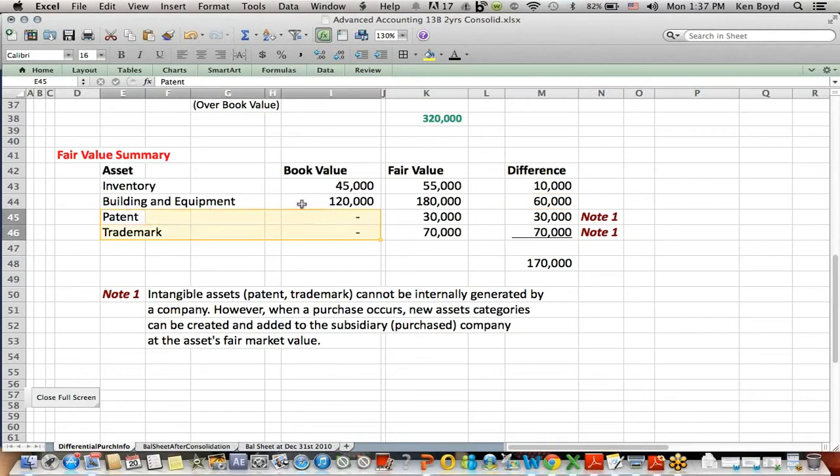Now you'll note that the patent and the trademark had no original book value because a company cannot internally generate an intangible asset like a patent or a trademark and post it as an asset. Although when one company buys another company, you can create on the balance sheet intangible assets. So you'll see that the fair values are here, the book values were 0, which create these differences. So we add it all up and we find out that the fair value of these specific assets are greater than the book value by $170,000.